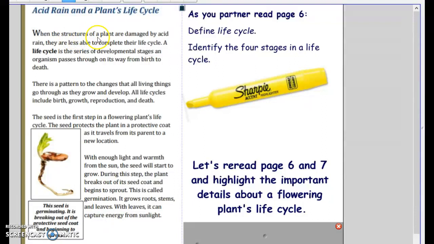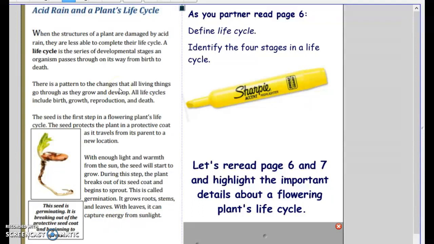When the structures of a plant are damaged by acid rain, they are less able to complete their life cycle. A life cycle is the series of developmental stages an organism passes through on its way from birth to death. There's a pattern to the changes that all living things go through as they grow and develop. All life cycles include birth, growth, reproduction, and death.